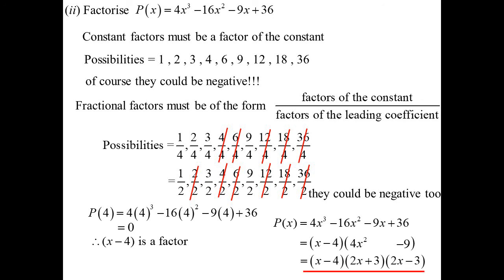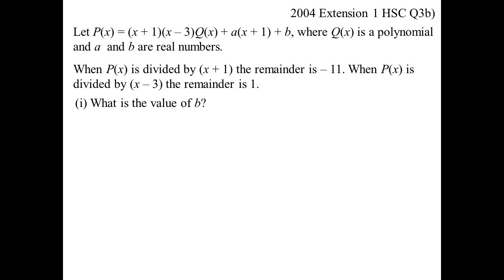So in fact, had you kept going, 4 was a possibility, but the fractional ones that would have worked would have been 3 on 2 and negative 3 on 2. They would have been the other possibilities. Might have taken us a while to get to those ones. Let's have a look at an HSC one. 2004 this one appeared.